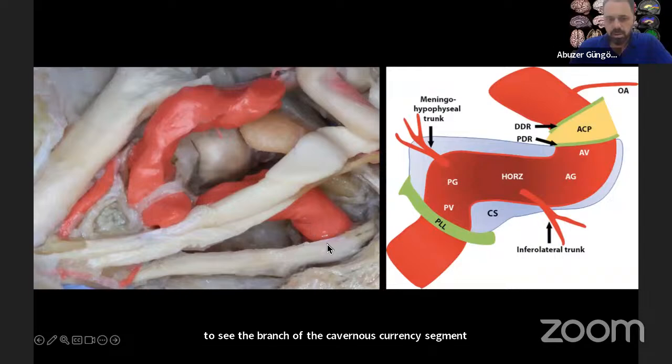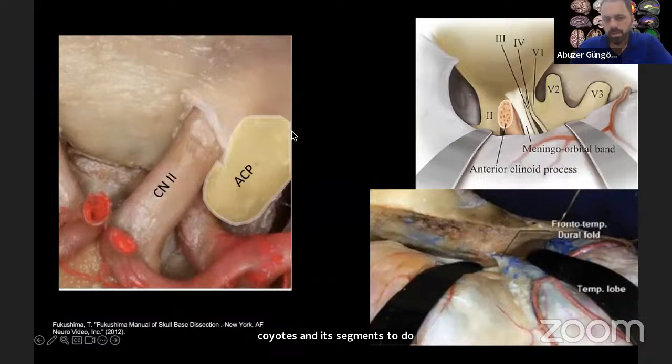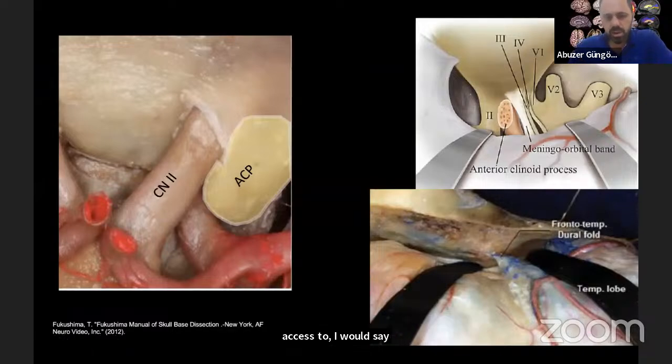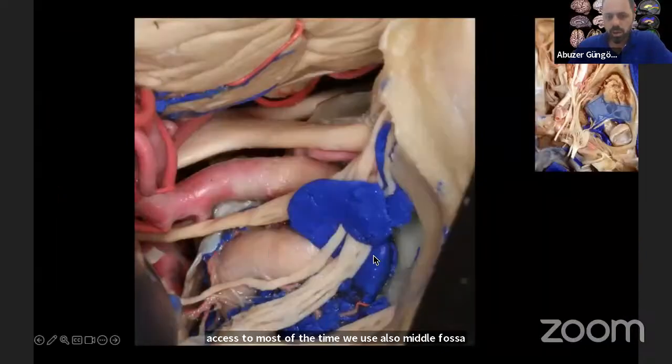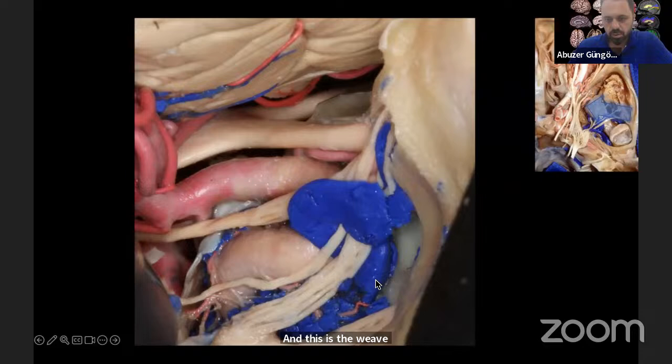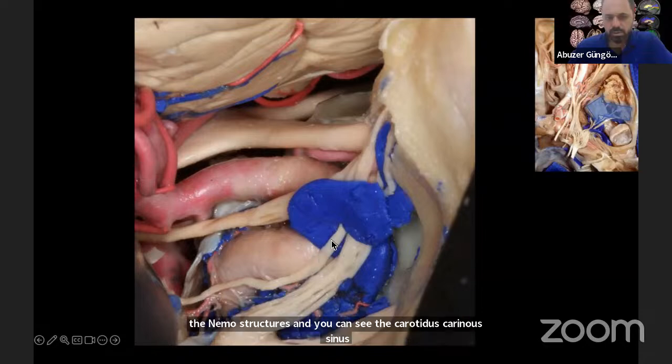As you see, we removed the bone to show the carotids and its segments in the temporal bone. And the anterior clinoid process, if you remove the anterior clinoid process, you can have access to the carotid artery. Most of the time we also use the middle fossa approach to get a good view. And this is the view if we remove all structures and the fifth nerve. You can see the carotids, cavernous sinus, lateral wall, and the carotids.